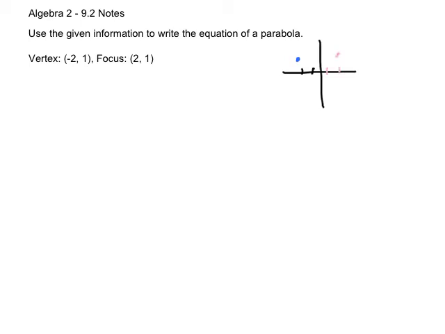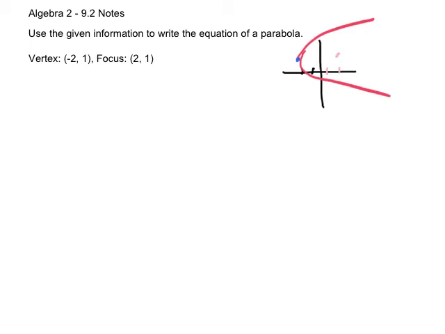So there's my focus. So when I look at this guy, I'm going to have a graph, and again, this doesn't have to be super precise, but I'm going to have a graph that does something like this. Okay? And if I'm going to write the equation of this parabola, then I know that I'm not centered at the origin.